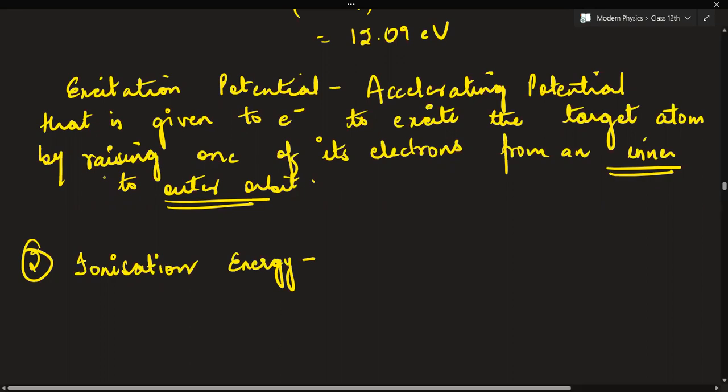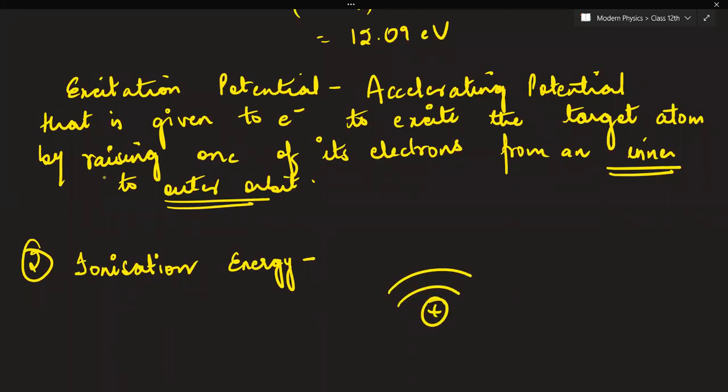Ionization energy. If you completely knock an electron out of the atom, to infinity, from whichever orbit the electron is currently in. Let's say this is the nucleus, and shells 1, 2, 3. Let's say the electron is in the second shell. The energy required to throw it out of the atom to infinity is known as ionization energy.